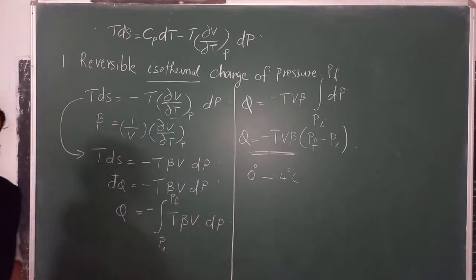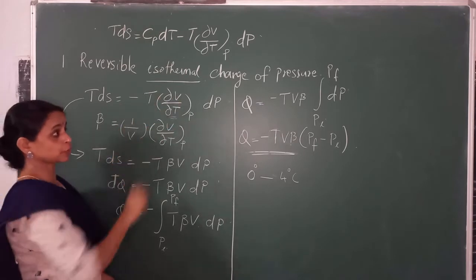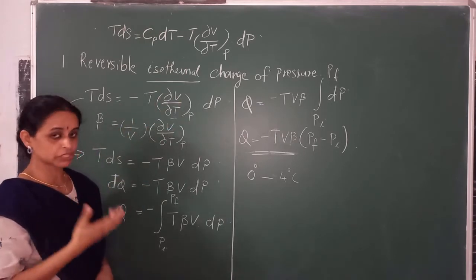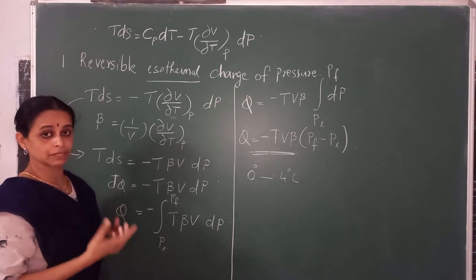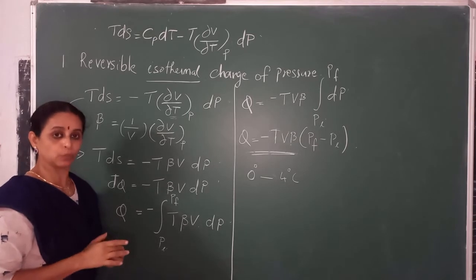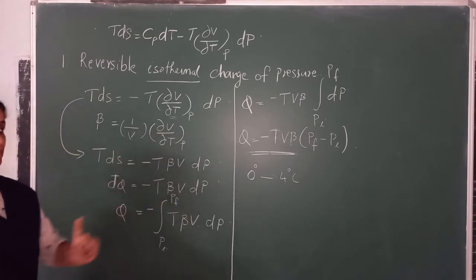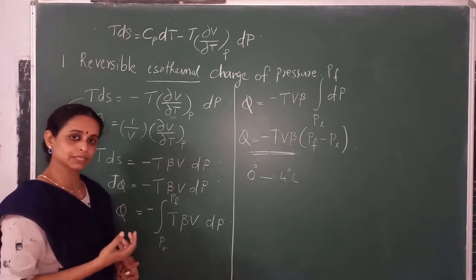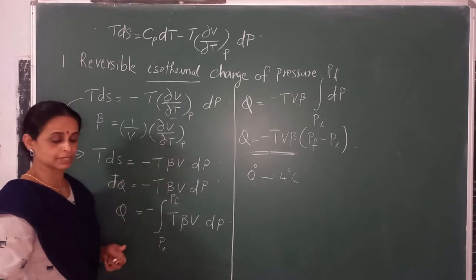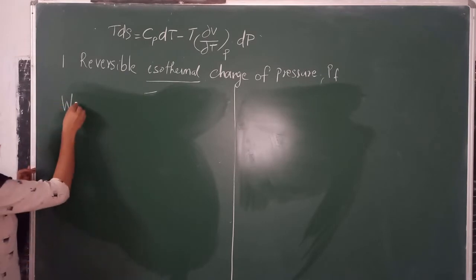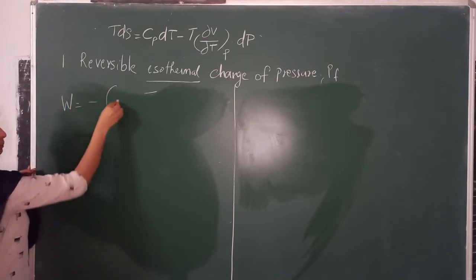We can also evaluate, for the same reversible isothermal change of pressure, the work done. This is the heat transferred during the process. Similarly, we can calculate the work done during the same process. So, what is the work done? The total work done is given by minus integral PdV.